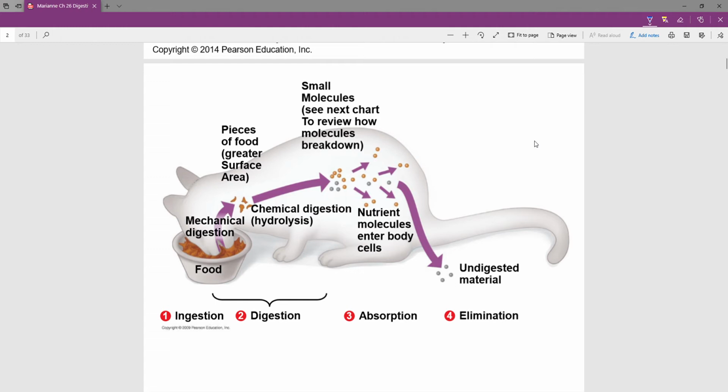And so ingestion, as the food goes into you. Digestion, both mechanical digestion in your mouth and in your stomach, and chemical digestion, understanding that process of hydrolysis where we break down large molecules into smaller molecules. And then we're going to talk about absorption. So this is where the nutrients enter your body, more so in your intestines, but also through other parts of your digestive system. And then the elimination of the undigested material.